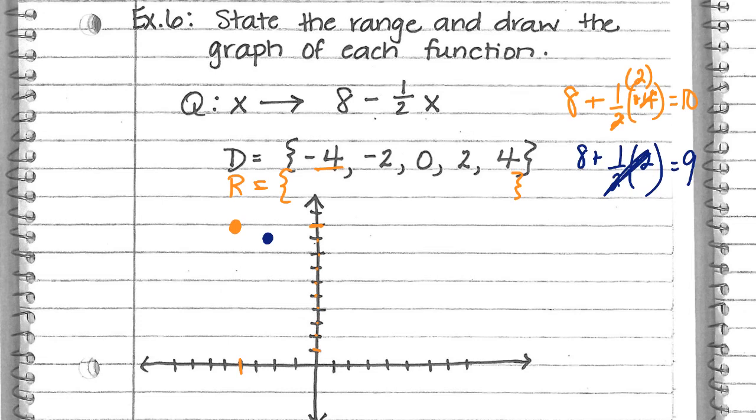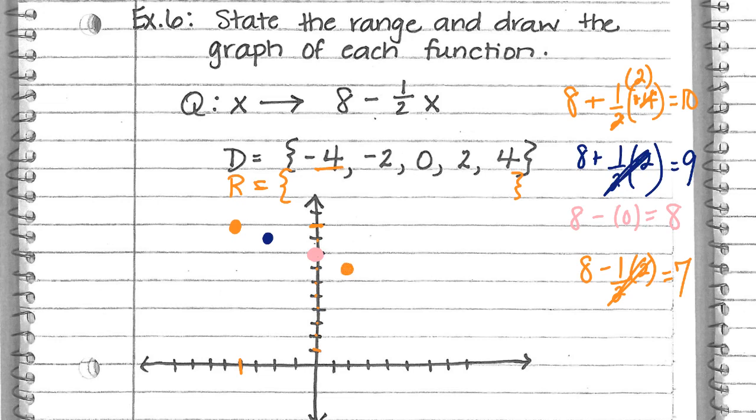Next number. What about 0? Well, 8 minus anything times 0 is 0. Don't we just get 8? So that's going to be here. My graph is not drawn to proportion. And what if I plug in 2? 8 minus 1/2 times 2, we get 7. So 2 and 7 is here.